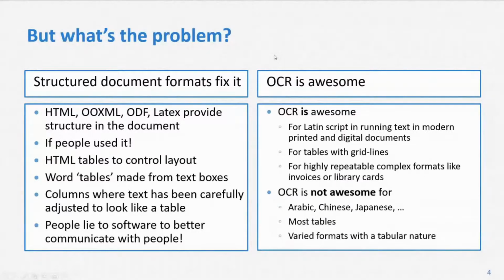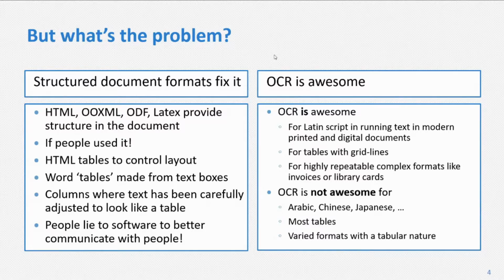Okay, OCR is awesome, right? Who needs more sophisticated techniques or even the structural ones? In fact, I'd say OCR is awesome, but it's really awesome for a Latin script in running text in modern printed and digital documents. OCR is awesome for tables as long as every cell in the table is fully demarcated with a grid line. It's awesome for complex forms and structured content, like invoices or library cards, but actually only if you can invest a bunch of additional, handcrafting time to get it to work.